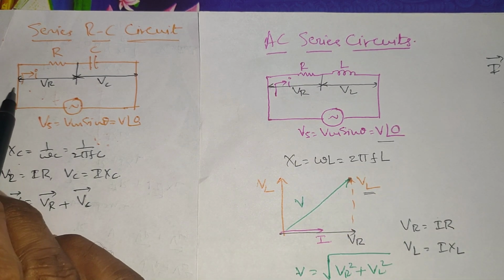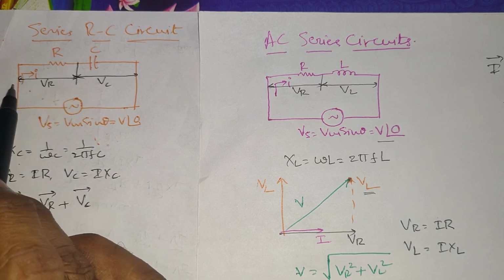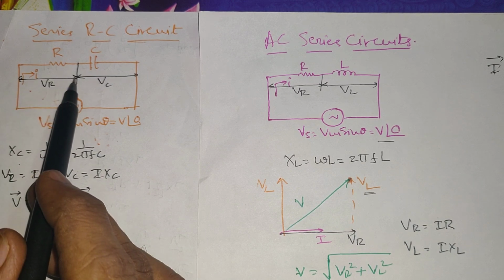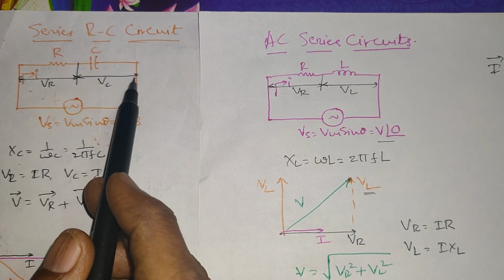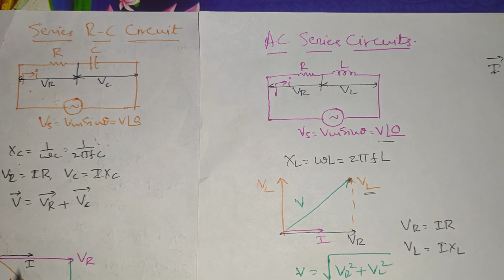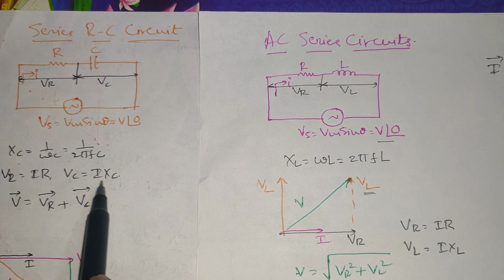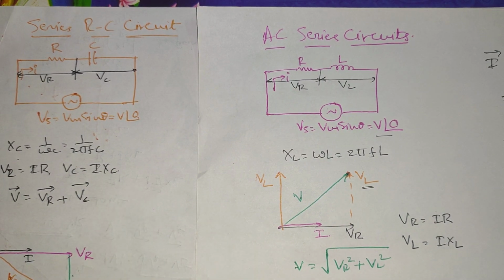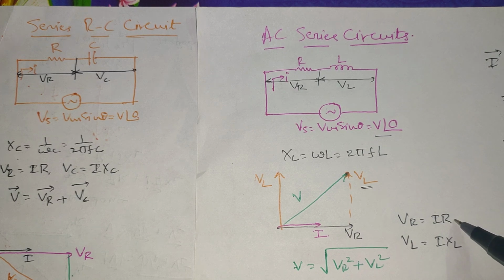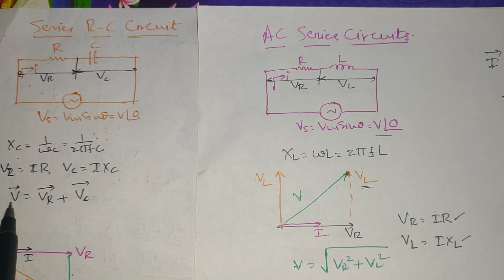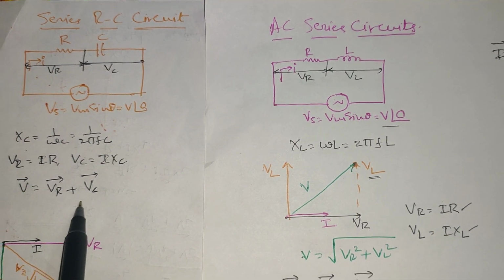Now, the total voltage will be equal to VR and VC. It is the combined effect of the voltage across the resistance and the voltage across the capacitance. And the magnitudes of the voltages are given as VR is equal to I into R and VC is equal to I into XC. So here also we are going to consider VR is equal to I into R and VL is equal to I into XL. And the total voltage V bar is equal to VR bar plus VC bar.